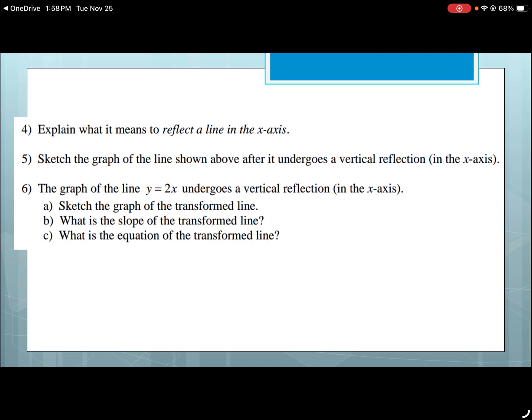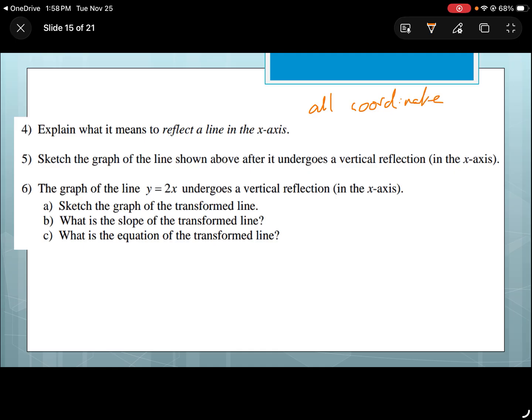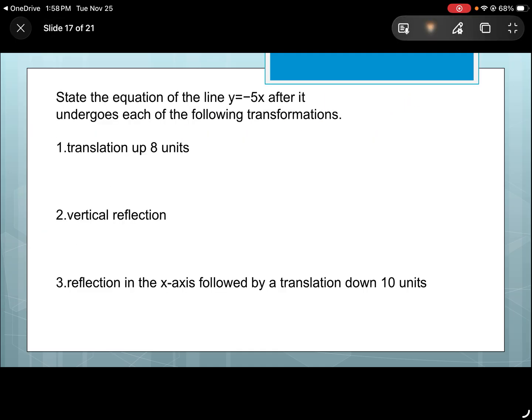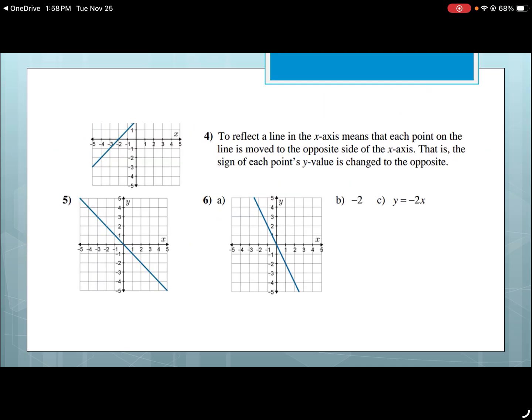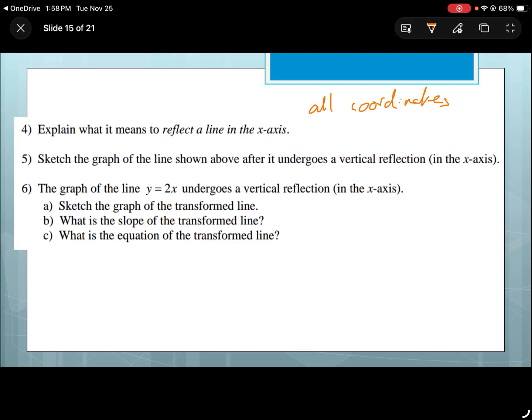Okay, explain what's meant to reflect a line in the x-axis. All coordinates, I guess it should be all y coordinates. All y coordinates change. So, for example, 2, 3 becomes 2, minus 3. Change sign, I guess I should say.